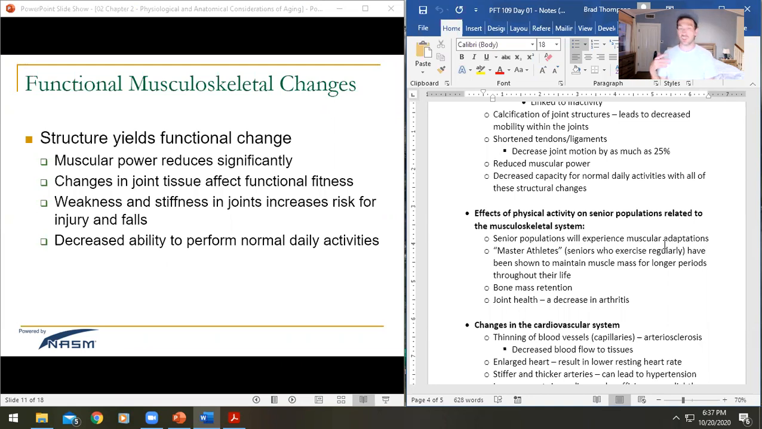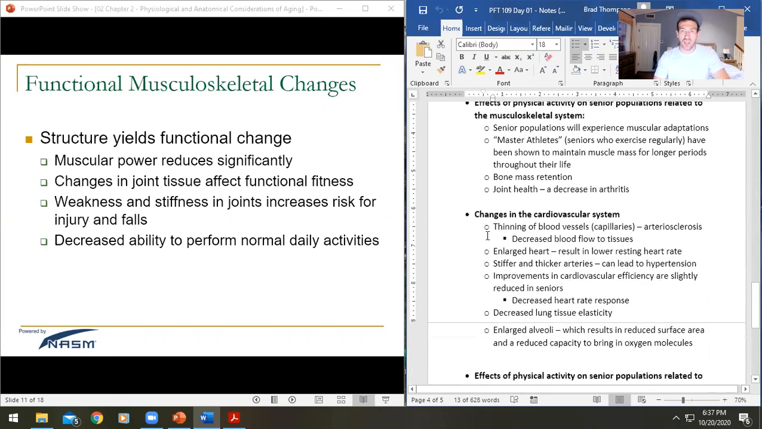So we see just a decreased general capacity as we get older. That's part of getting older. So that one's kind of general. That's not like a statistic or anything.